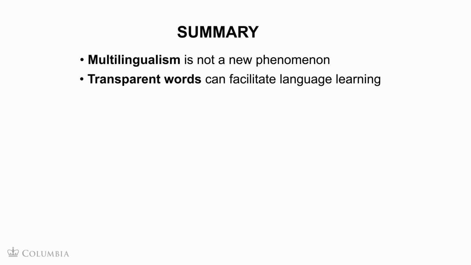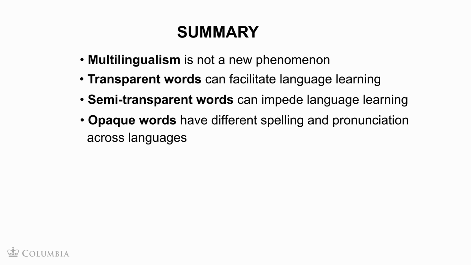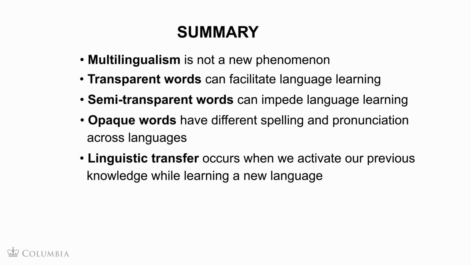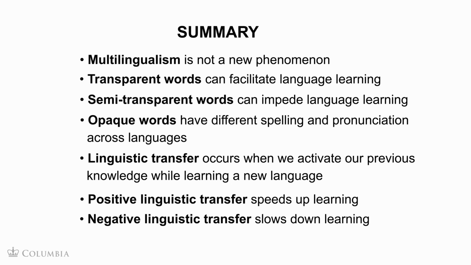To sum up, in this video we have learned that multilingualism is not a new phenomenon, transparent words can facilitate language learning, semi-transparent words can impede language learning, opaque words have different spelling and pronunciation across languages, linguistic transfer occurs when we activate our previous knowledge while learning a new language, positive linguistic transfer speeds up learning, and negative linguistic transfer slows down learning.